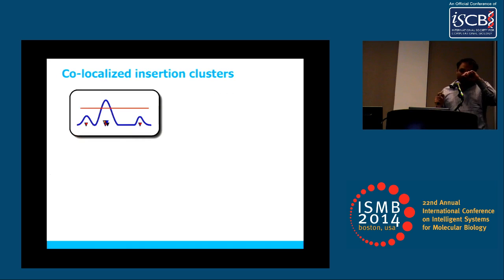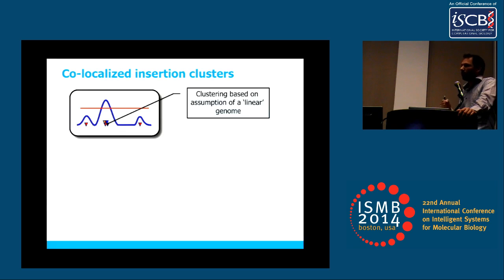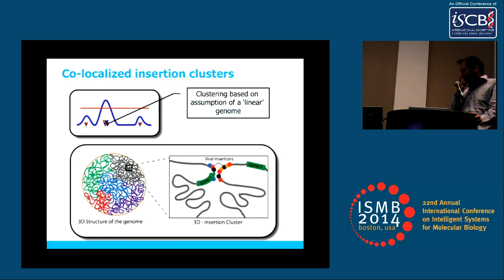Now, to switch gears a little bit, I also want to tell you something about these long-range interactions between these insertion clusters. So far, we have looked at these clusters and made one important assumption, and that is that the clustering is on a linear genome. But we know that to fit 2 meters of genome into the cell nucleus, it needs to be folded up. So it has a 3-dimensional conformation. What does that mean?